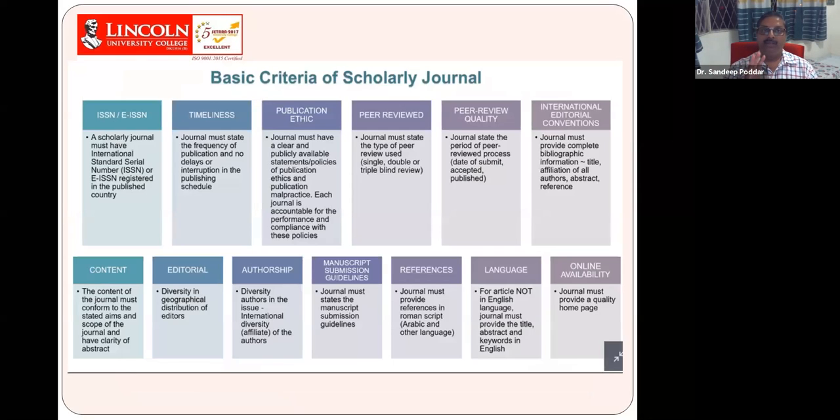Now, what are the basic criteria? It should have an ISSN, and timeliness. It should publish at proper times; the minimum time is 2 months to 6 months for any publication, because it takes time: you review, go to the editor, proofreading, etc. Publication ethics: it should be peer-reviewed quality, and also other things like content, editorial, authorship, many things. Manuscript submission guidelines should be clear. Everything should be clear. Then only can you think this is a proper journal.